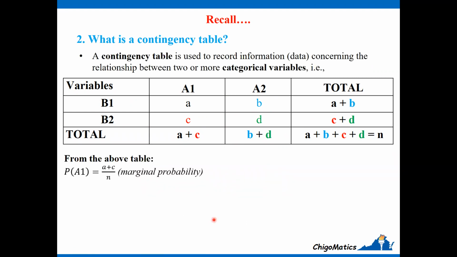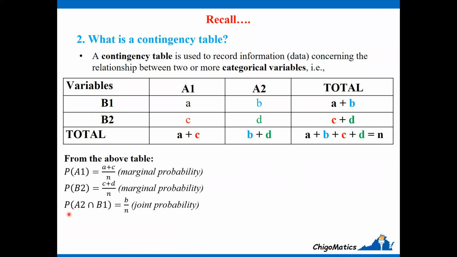From the table, we can calculate the probability of A1, which means the number of elements in A1, that is the total A plus C, over the number of possible outcomes, N. That is what we refer to as the marginal probability. Then we can calculate the probability of B2, that is, the number of elements in B2, C plus D, over N. Again, this is the marginal probability, but A1 has to do with the column and B2 has to do with the row.